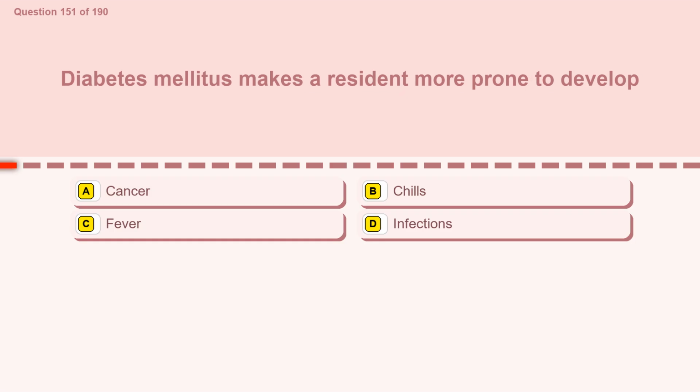Question 151. Diabetes mellitus makes a resident more prone to develop: Option A. Cancer. Option B. Chills. Option C. Fever. Option D. Infections.